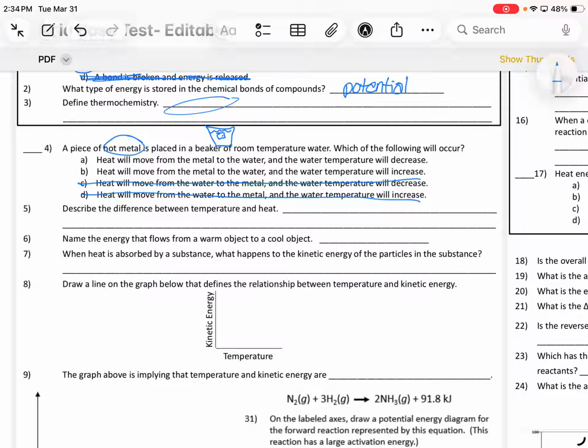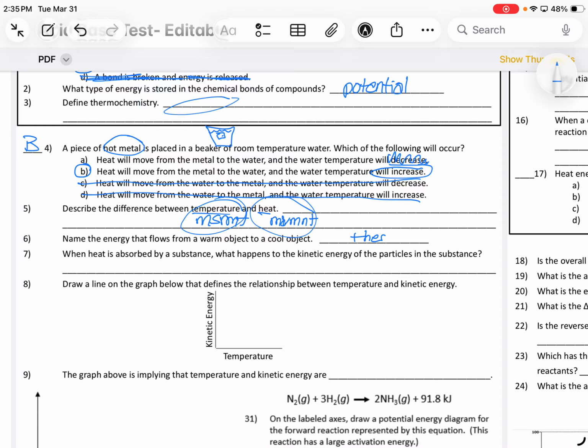Heat will move from the metal to the water, and the water temperature will what? If it decreases, that doesn't really make sense. That means it's getting colder, right? The water temperature will increase since it's having energy invested into it. The difference between temperature and heat, again, this has been written on your worksheets and it's on the slides. Temperature is the measurement of kinetic energy. Heat is the movement of energy. Measurement, movement.